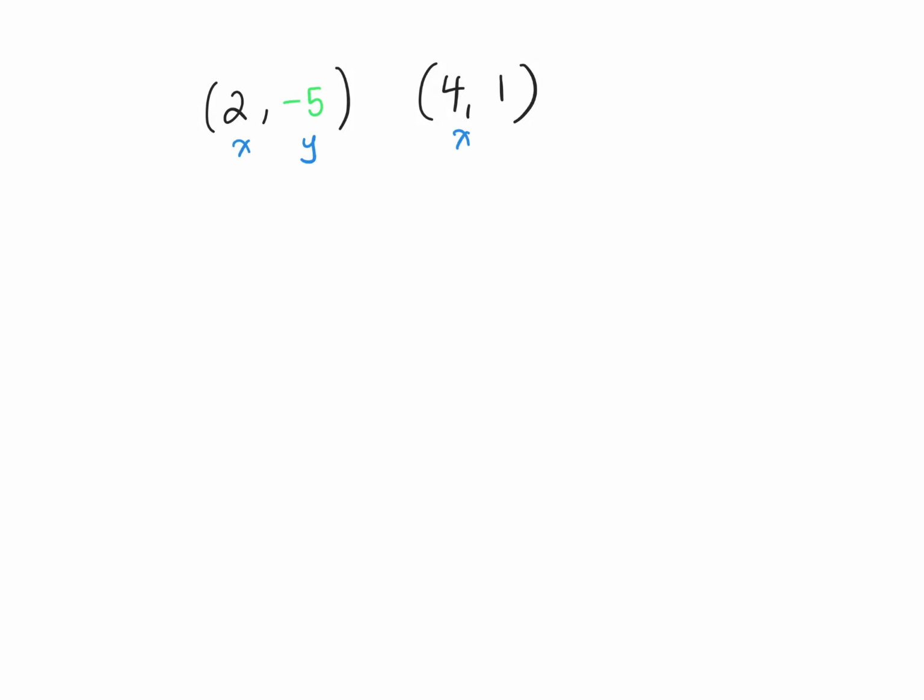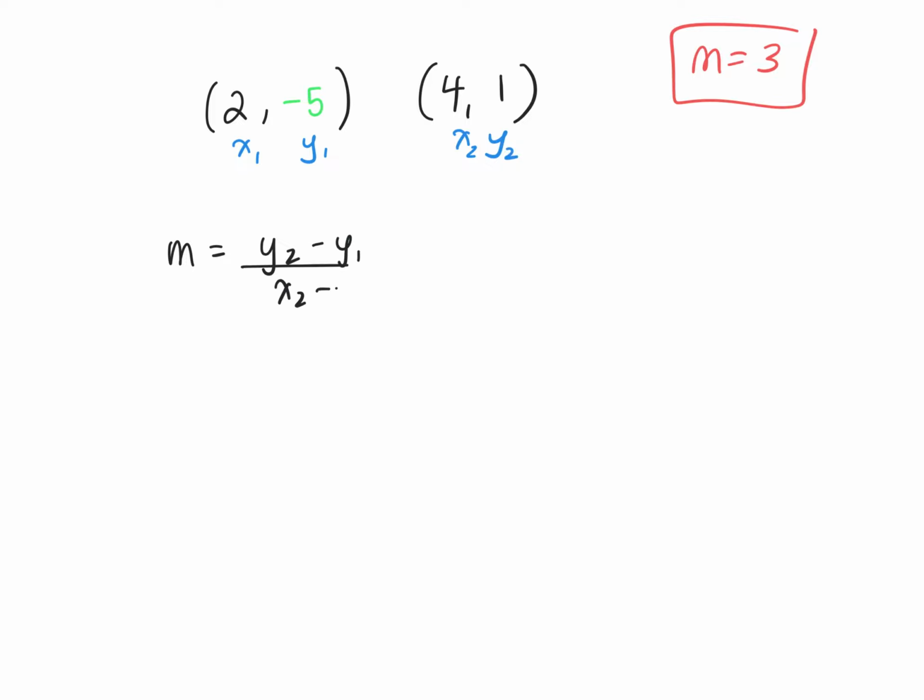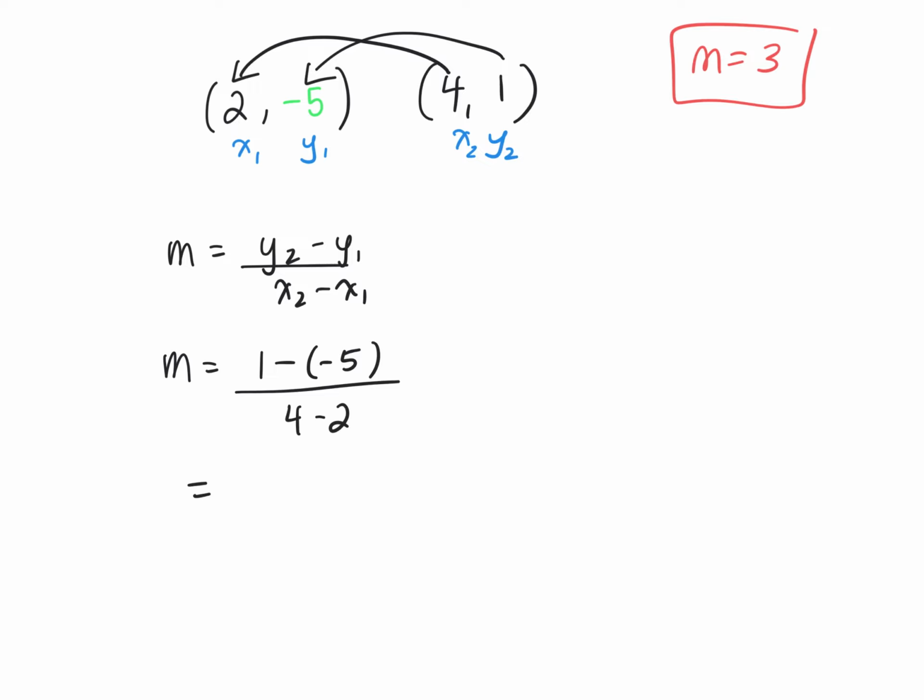I'm going to plug it in to my coordinates, x1, y1, x2, y2, and I'm going to use the slope formula to see if I actually get 3, because remember we were told that the slope is equal to 3. So let's calculate this. M is equal to y2 minus y1, so 1 take away negative 5 over x2 minus x1, which is 4 take away 2. 1 take away a negative 5 is 1 plus 5, which is 6, and then 4 take away 2 is 2. 6 divided by 2 is 3, which is what the original question told us.